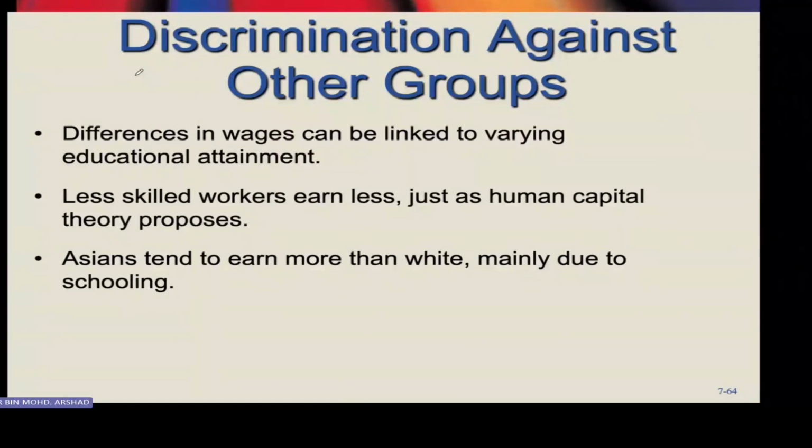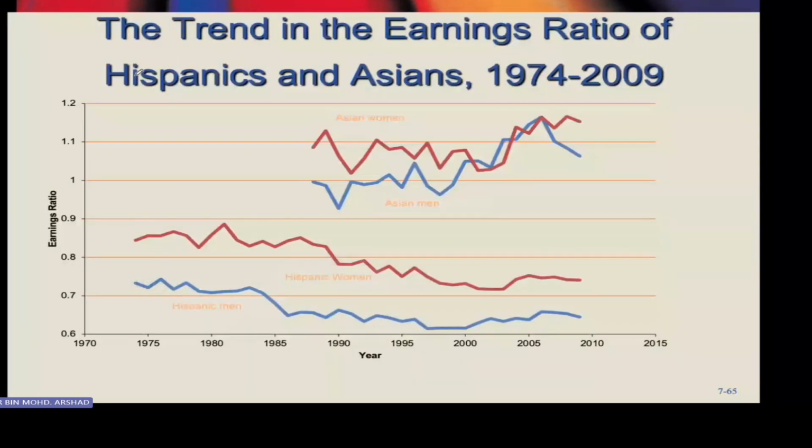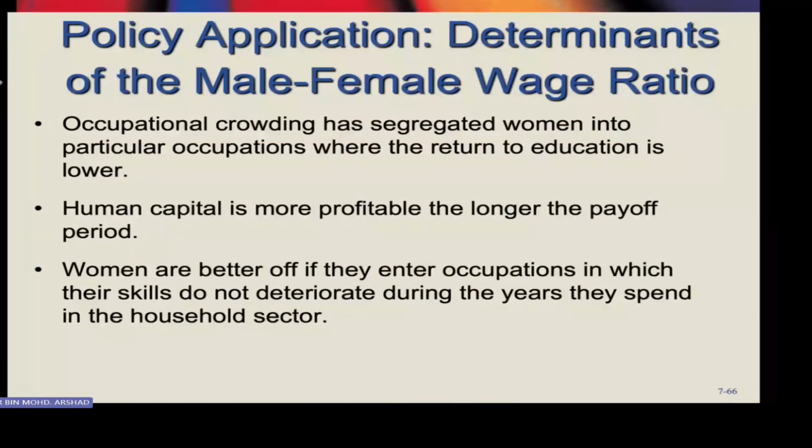For example, in the book, they talk about how education has reduced the gap between black and white workers. Some policies in the workplace that can improve the gender pay gap have also been discussed in the textbook. For example, women are better off if they enter occupations that can maintain their level of productivity once they re-enter the job market. For example, when women give birth and take leave for 3 months, they can be better off if, when they come back, they can still maintain the same level of productivity.